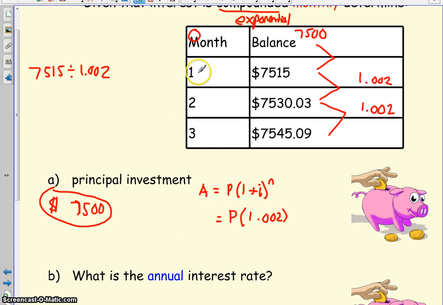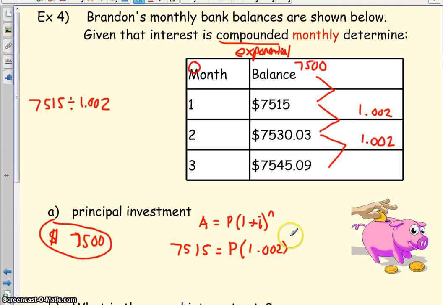So let's just say we want to take a look at month 1. Well, in month 1, the value of the investment is $7,515, and that would mean one compounding period has passed because it's compounded monthly. So we could actually take this equation, solve it for P, and get the exact same answers. Whichever way you find easier to think about this problem will work. But again, either way, you should wind up with a principal investment of $7,500.